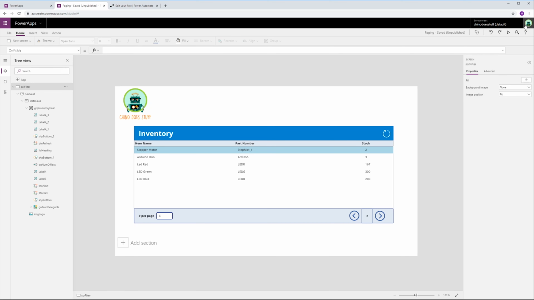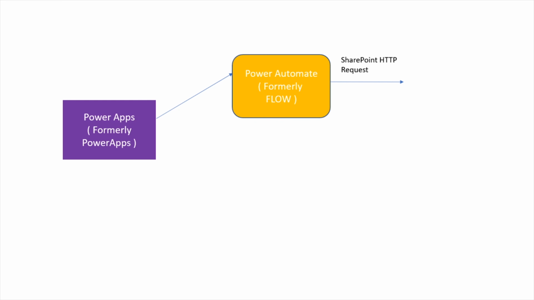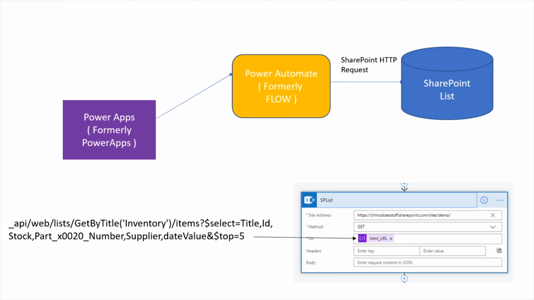Before we drill into the nuts and bolts of this, let me give you a quick outline of how this works. So we've got Power Apps here, and Power Apps will call Flow. It's Flow that makes the HTTP request to SharePoint and the SharePoint list. So this is what it looks like. Here is our URI parameter. Now this gets passed from Power Apps to Flow, and Flow sets the URI parameter in this HTTP request to the SharePoint list.